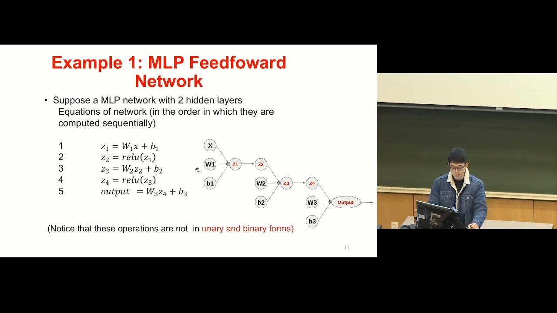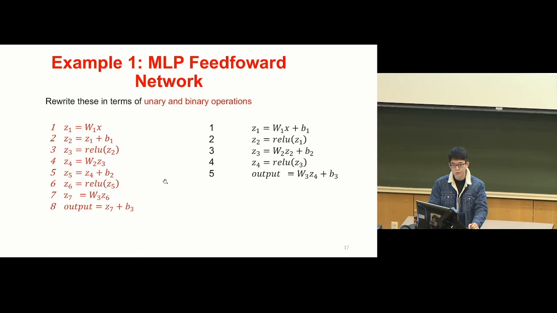But one thing you need to notice is that these operations are still not in either unary or binary form. So next, we're going to split those operations into only unary and binary operations. As you can see, steps 1, 2, 4, 5, 7, and 8 are binary operations, and they are either multiplication or addition. Steps 3 and 6 are unary operations, and they are also element-wise functions.